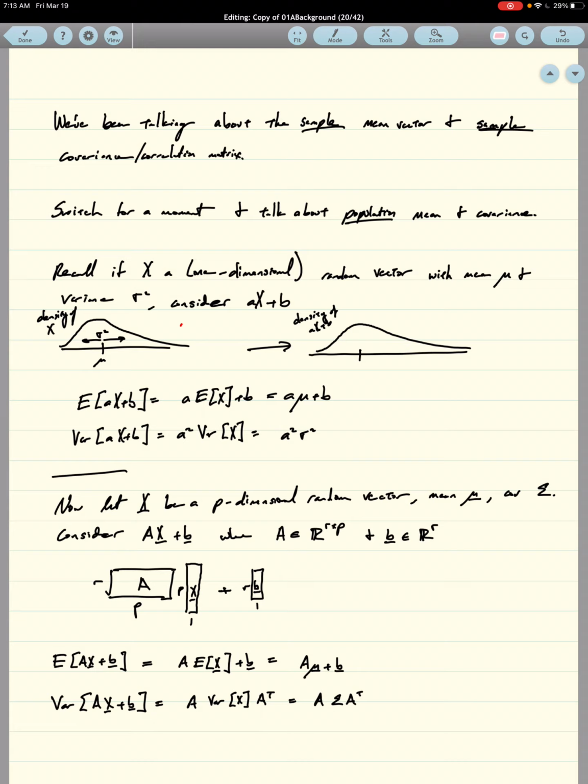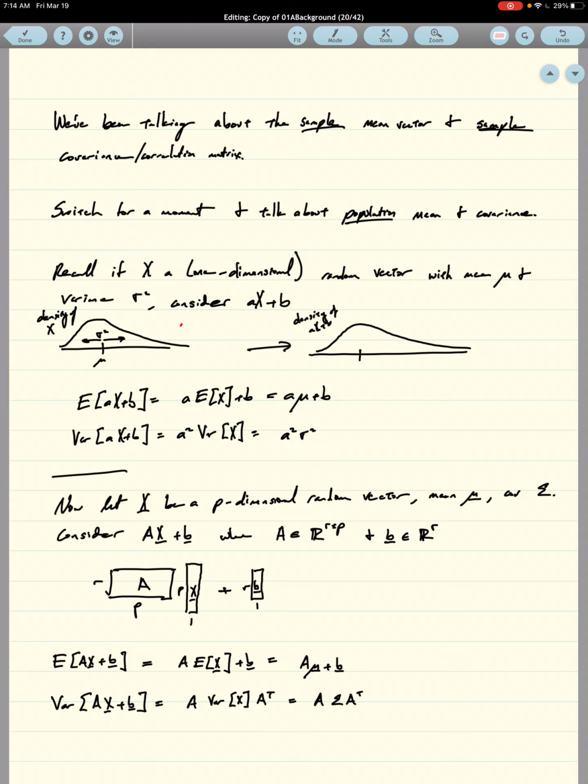Now what we want to do is start with some random vector. It has some distribution in p-dimensional space, and we're going to change that distribution. It's going to shift it by adding b, and then multiplying by the matrix A is going to transform it in lots of directions, and not all directions equally. Nevertheless, we do have very easy representations of the mean and covariance matrix of this new random vector.